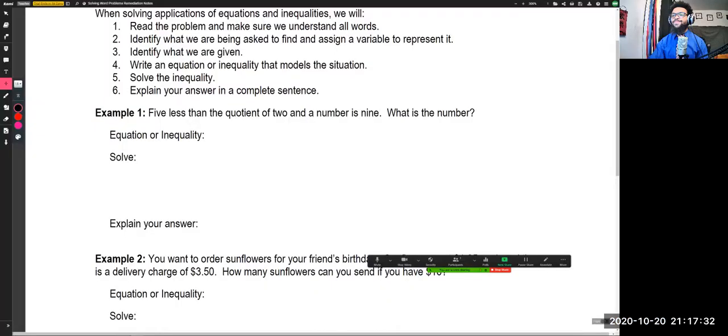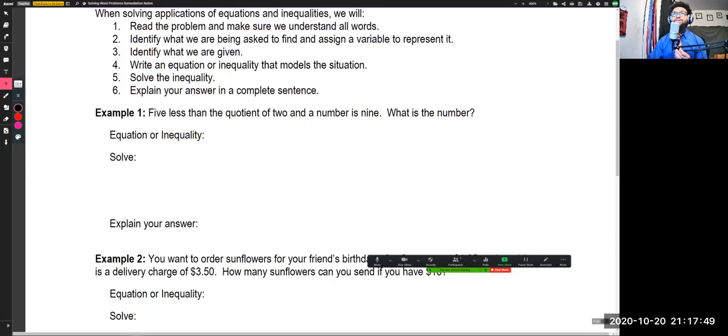So I'm going to share my screen with you all so we can get started. So when solving applications of any equations and inequalities, once again, these are our steps that we went over yesterday. We're going to use these same steps today to set up and solve these, all right?